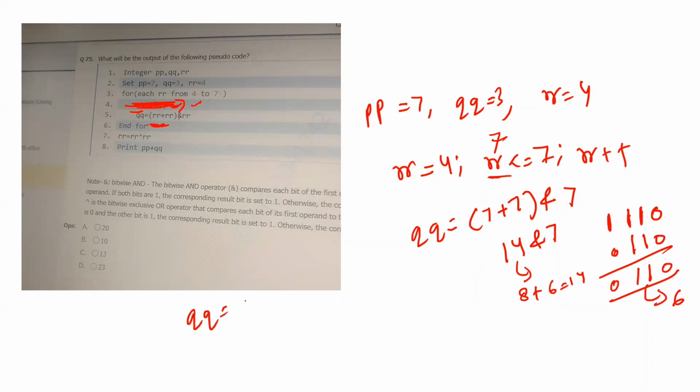So QQ is 6. Now here we are doing RR, okay. RR is or RR. So now this is also unnecessary. What will you get by calculating this?